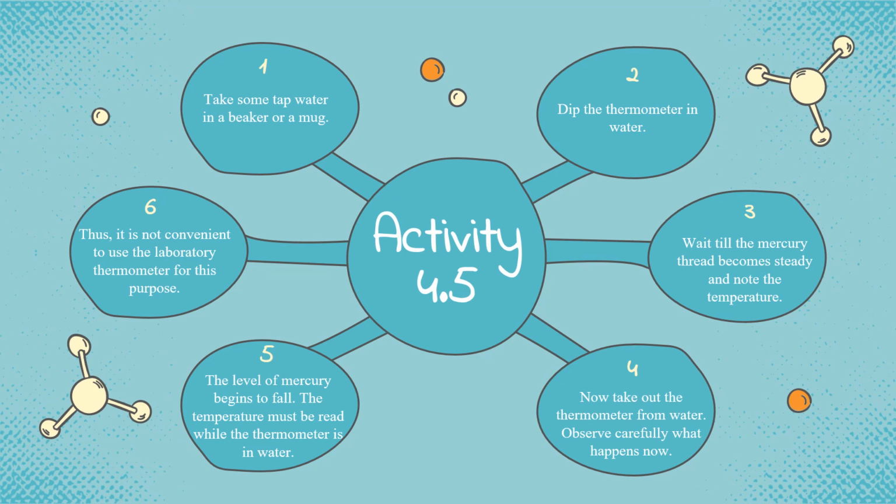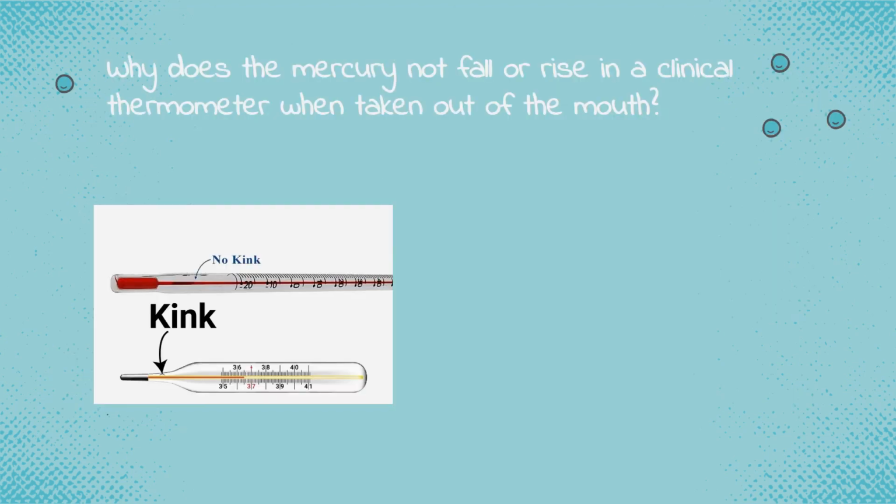Thus, it's not convenient to use the laboratory thermometer for this purpose, because you had to read the thermometer when it was still in the water, not when you had taken it out, which is what you're going to need to do in order to actually read it accurately. Why does the mercury not fall or rise in a clinical thermometer when it's taken out of the mouth, but it does when it's done in a laboratory one?